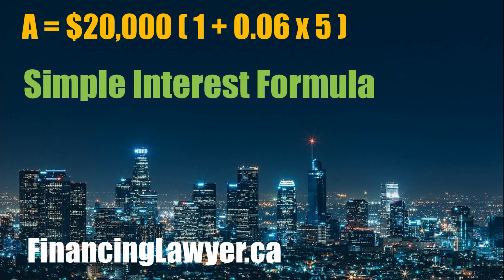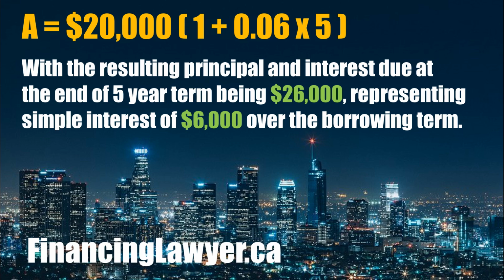The simple interest formula would thus be A = $20,000 × (1 + 0.06 × 5), with the resulting principal and interest due at the end of the 5-year term being $26,000 and representing simple interest of $6,000 over the borrowing term.